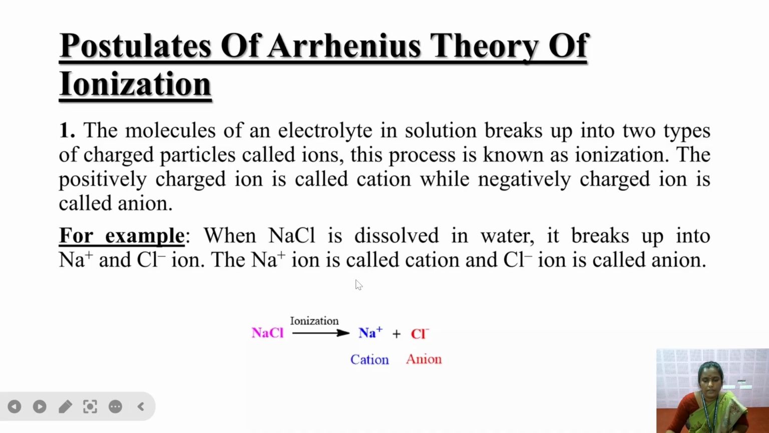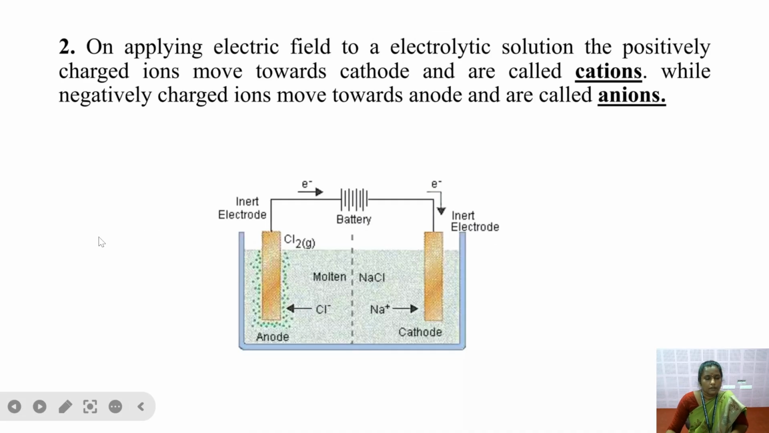The Na+ ion is called a cation and the Cl- ion is called an anion. So NaCl on ionization forms Na+ and Cl-. Na+ is the cation and Cl- is the anion. This is the first postulate. Totally we have 5 postulates.